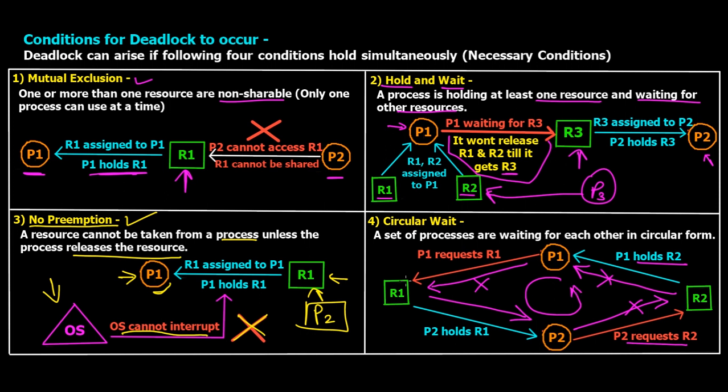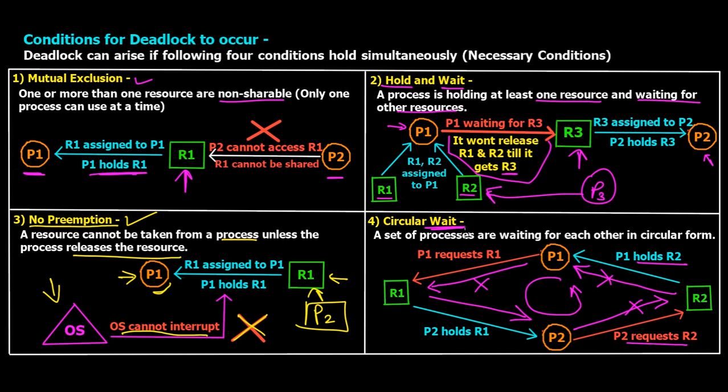So this is that circular pattern that is happening over here. P1 is waiting for R1, P2 is waiting for R2, but neither of them can access it because they have access to the opposite resources which they are requesting, right? So this is that circular wait scenario. These are the 4 very important conditions for a deadlock to happen in an operating system scenario. And I hope you have a very good idea about all these 4 conditions.